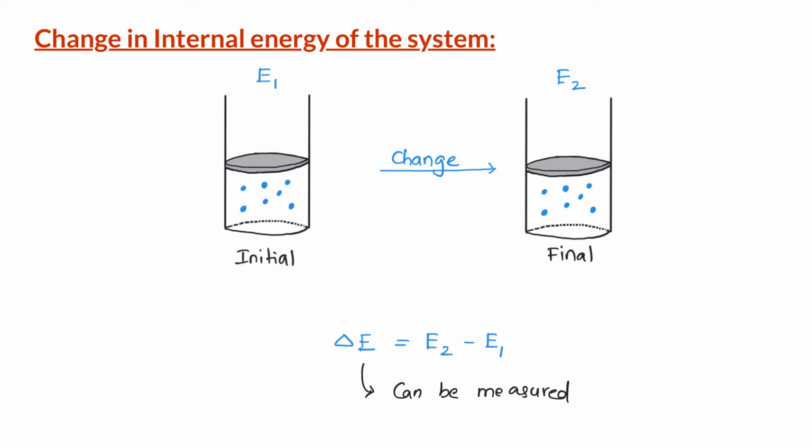Measuring the internal energy of a system is like measuring the volume of an ocean. It is very difficult to measure the entire volume of an ocean because there is too much water to measure. However, if we add a glass of water to the ocean, we can say that the change in volume of the ocean is 1 glass.